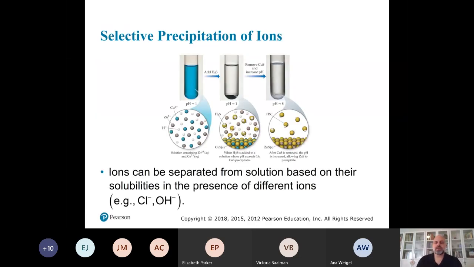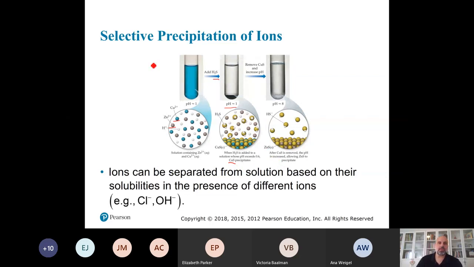So, selective precipitation of ions. We can take a solution of zinc and copper. We have a solution of both zinc and copper here. And if we add hydrogen sulfide, H2S, at a pH of 1, we see a precipitate falling out of solution. In this particular equation, we're going to see the copper sulfide precipitating from solution.